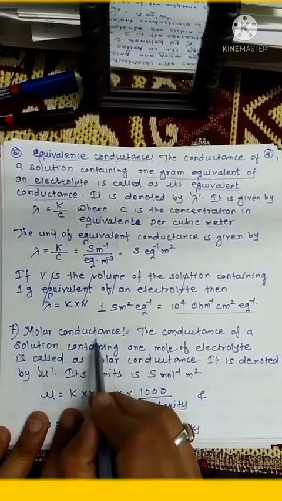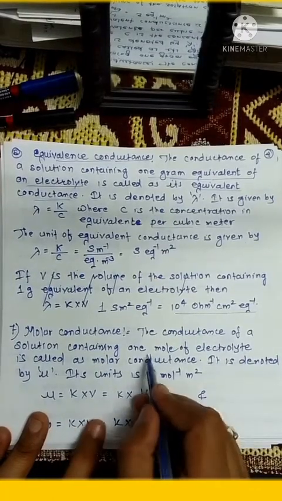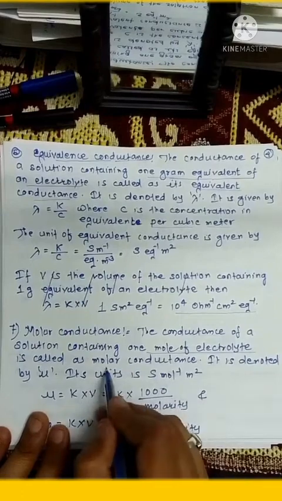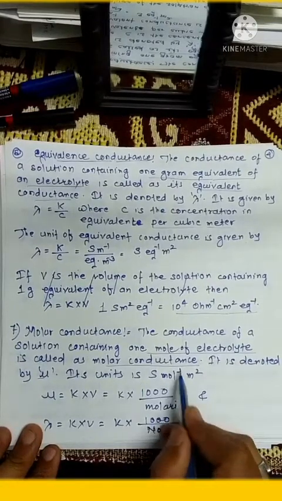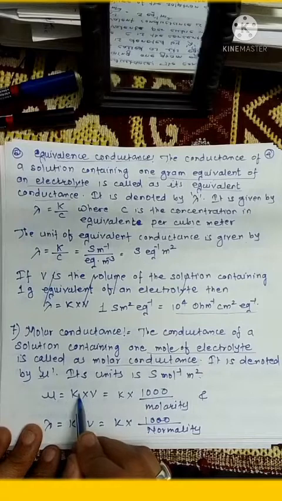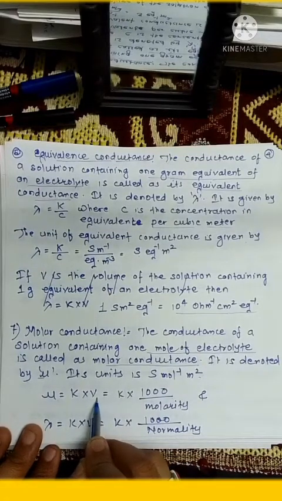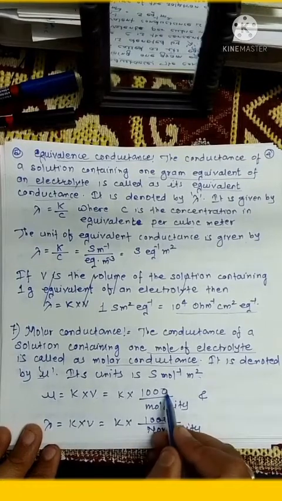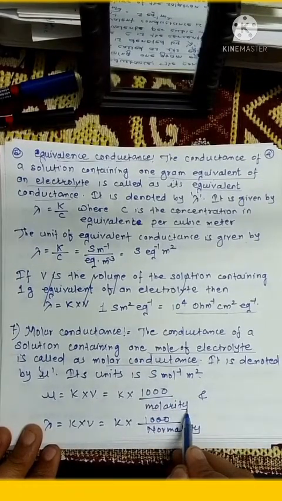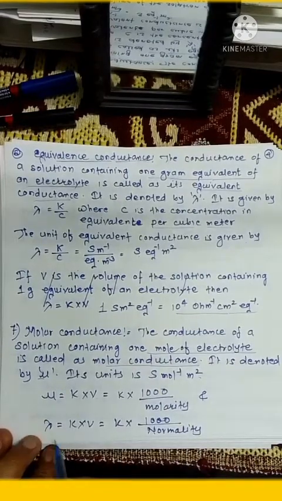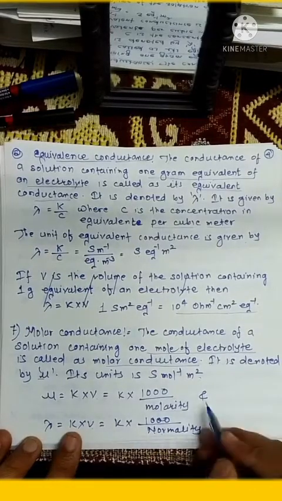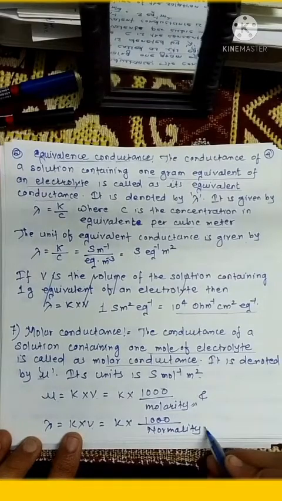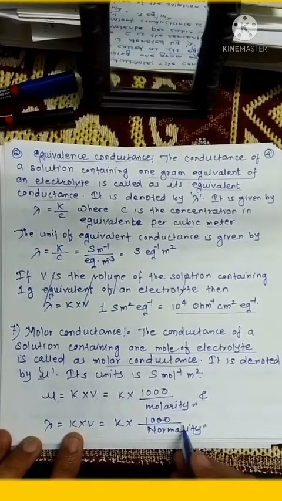Now what is molar conductance? The conductance of a solution containing 1 mole of electrolyte is called molar conductance. It is denoted by mu. Its unit is Siemens mole inverse meter square. So mu is equal to K multiplied by V, where V is equal to 1000 divided by molarity for molar conductance. So we can write lambda is equal to K multiplied by V, that is K multiplied by 1000 divided by normality. It is important to note the term molarity here and the term normality here, because it makes a big difference.